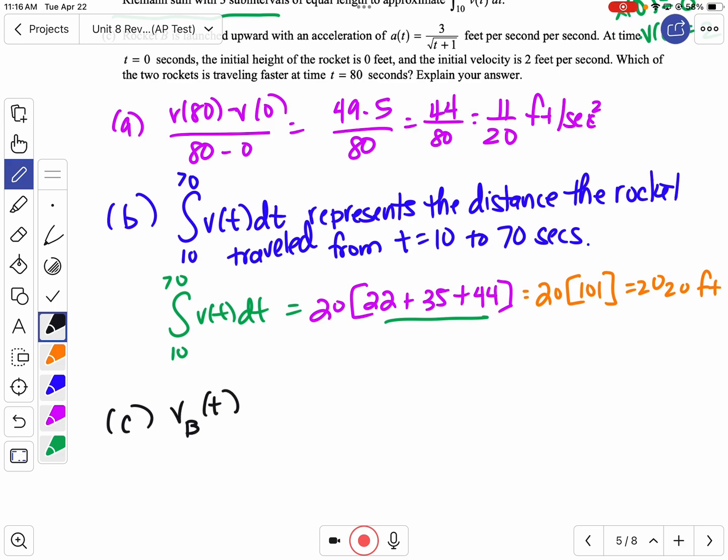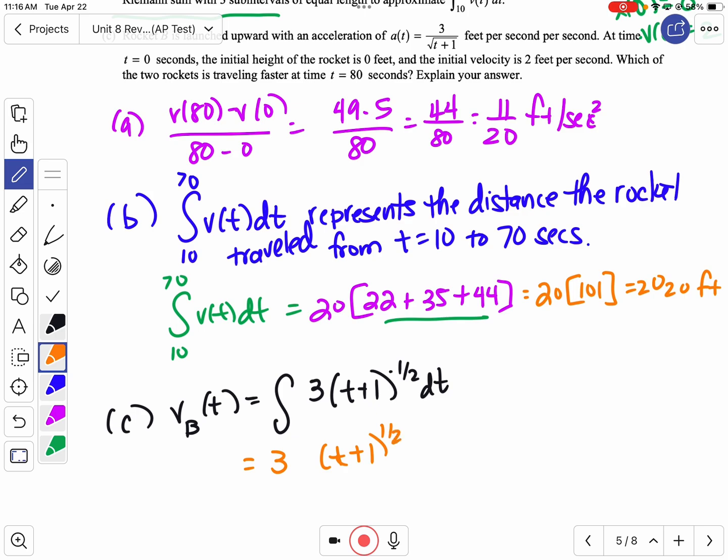Okay, with respect to time would be the integral of that acceleration function that it gave me. 3, and I'm going to actually write it as t plus 1 to the negative 1/2 dt. Okay, because we're going to integrate that bad boy. So if we do that integration, all right, that 3 we're going to keep. T plus 1 is going to go to the 1/2. We're going to divide it by 1/2, and we're going to have a constant.